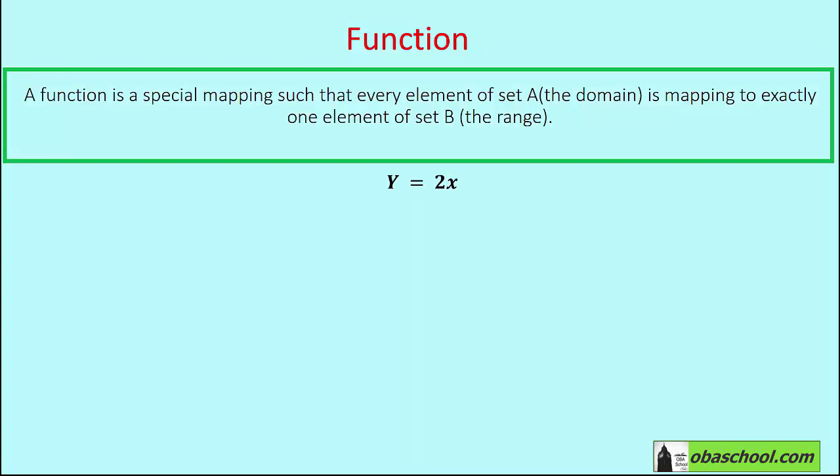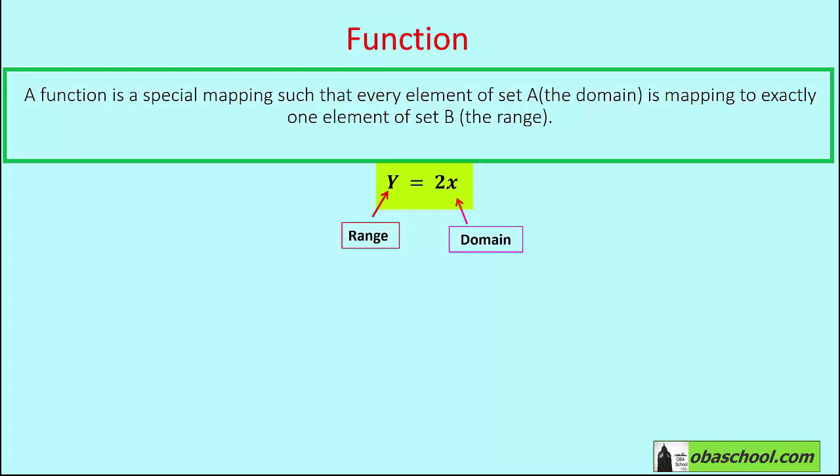As we have said before, that mapping is the transform from one set to another set. Set A, the domain, to set B that we form, which is the range. So, we can consider the equation as function or not if every element in set A is mapping to exactly one element in set B. For example, y equal 2x. Y is the range and x is the domain.